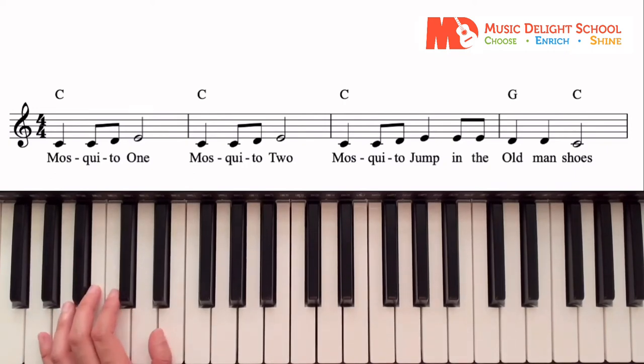1, 2, 3, 4. 1, 2, 3, 4. Next, we look at bar number 4. Bar number 4 has two chords. One is G chord, the other one is C chord.